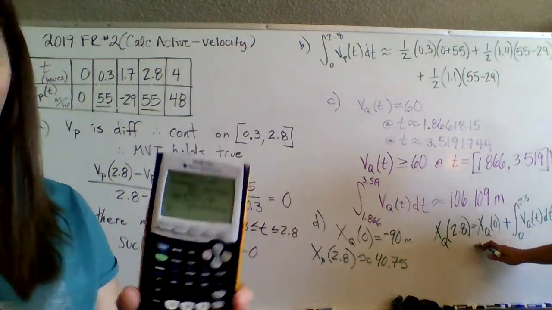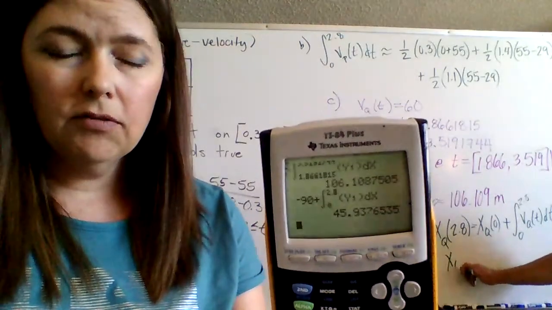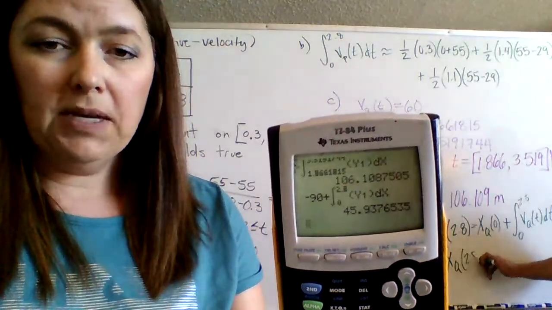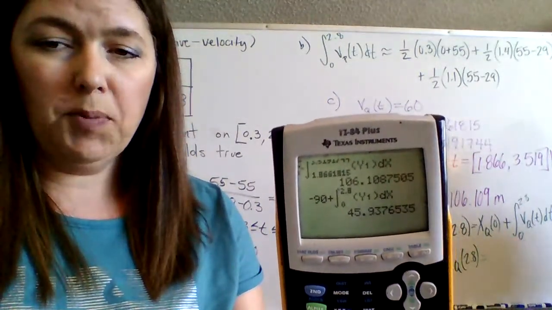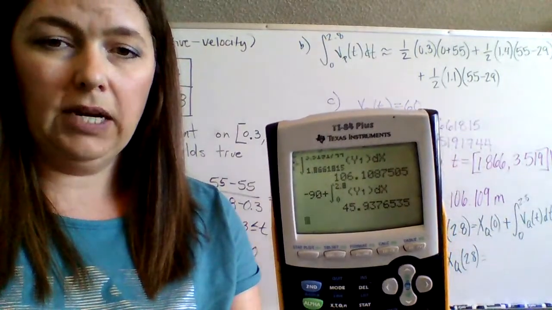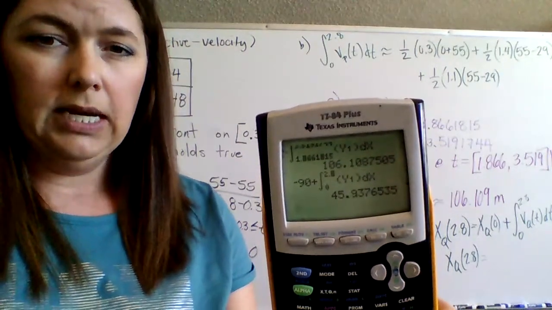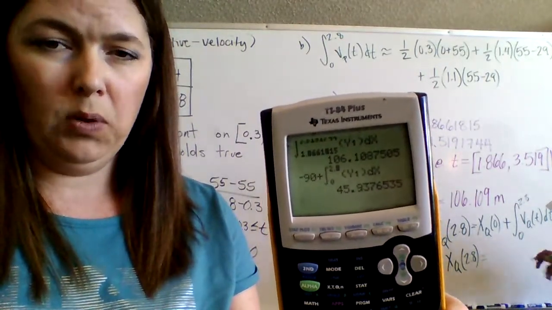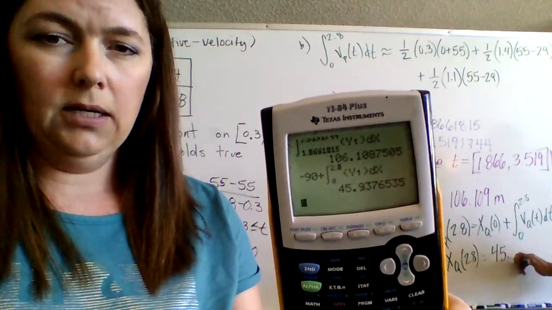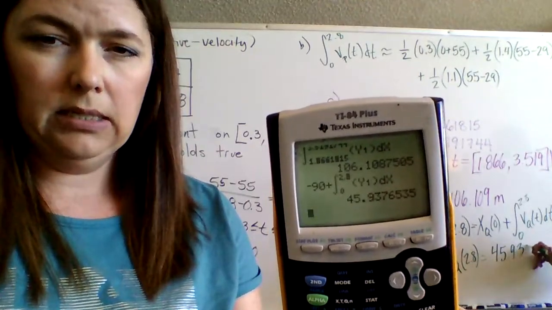So remember the position was negative 90 for particle Q. And because we stored our velocity for particle Q in y1, it's negative 90 plus the integral from 0 to 2.8 of y1. And you should get 45.938.